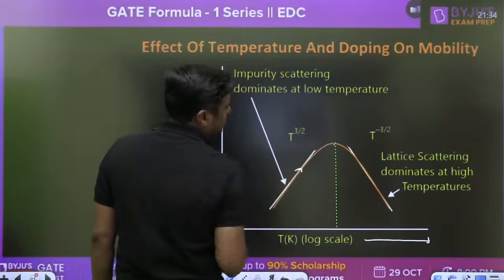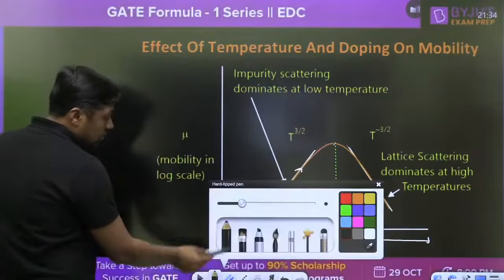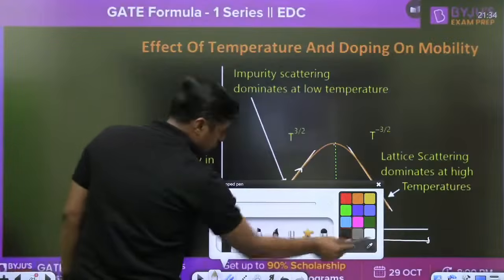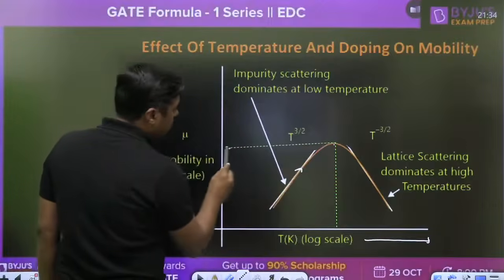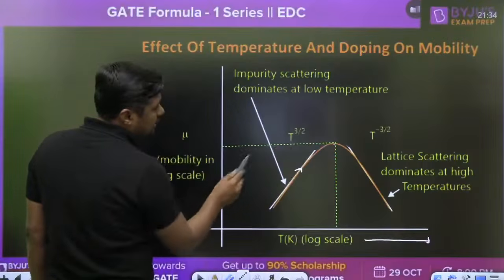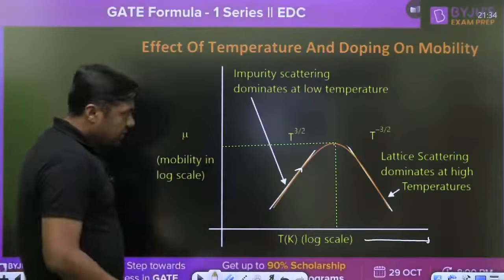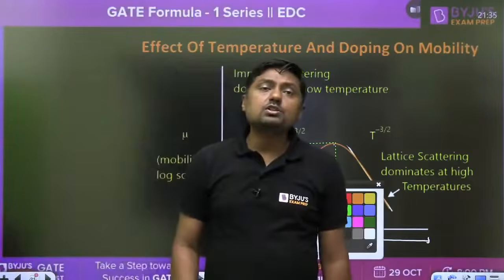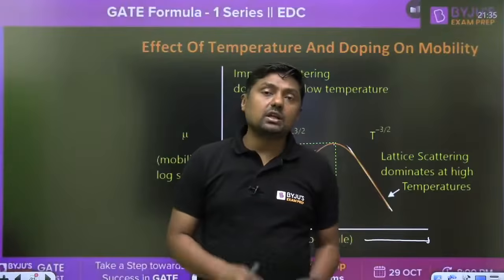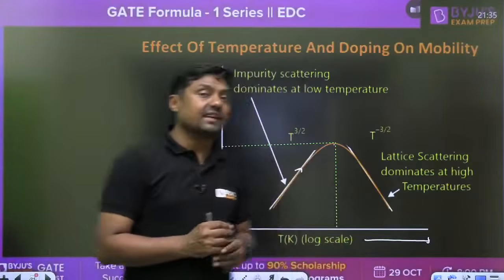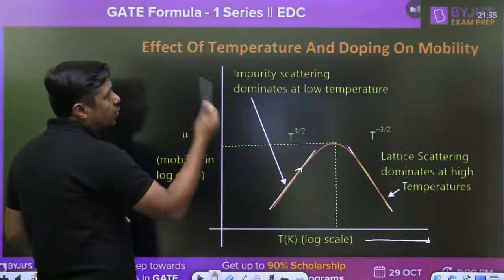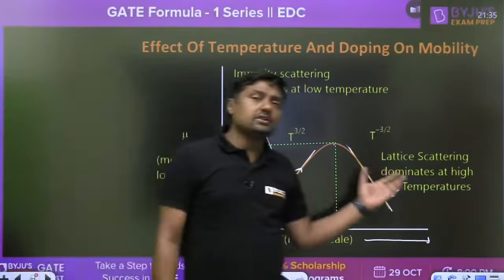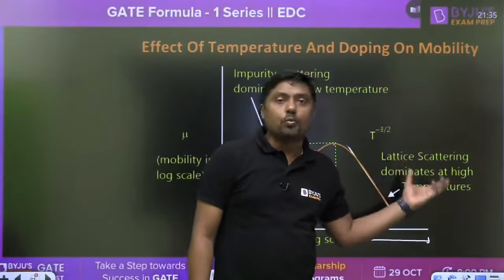This is the curve. It will reach a maximum at this point. After that, it will start decreasing. So there are two effects: one is called impurity scattering and the other is called lattice scattering. At low temperature, impurity scattering dominates, and at high temperature, lattice scattering dominates.